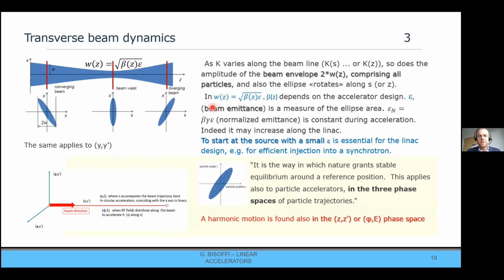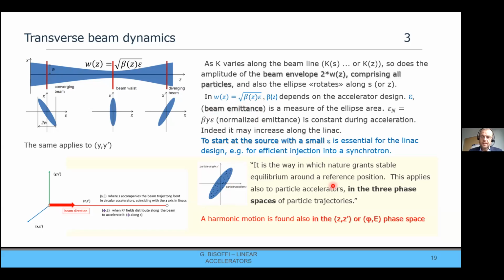So this amplitude of motion is the square root of a function which is beta, which is not the beta v over the velocity of light. This is rather confusing. It is a function, called one of the Twiss functions of a machine, times the emittance of the beam, which is just the area of the ellipse in this phase space.